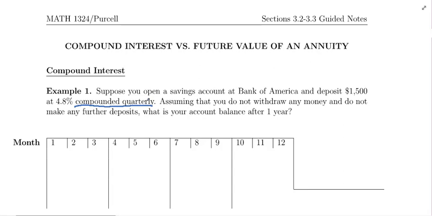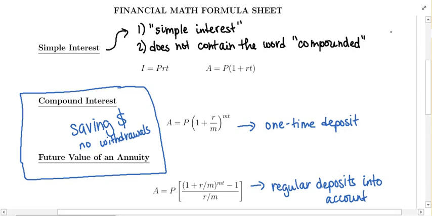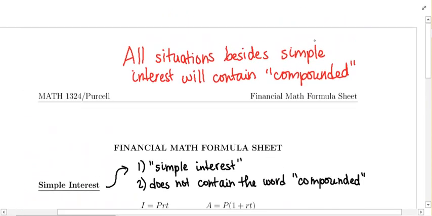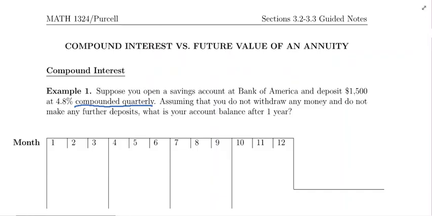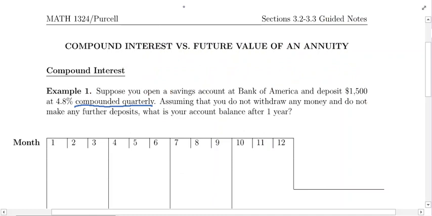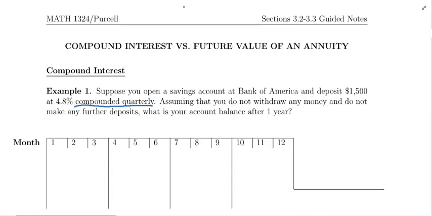Now, when I introduced the formula sheet to you in the prior video, remember the big note I made at the top in red: all the situations in chapter 3 besides simple interest will contain the word compounded. Just because you see the phrase compounded quarterly doesn't automatically qualify this as a compound interest problem. It actually is, so let's go into detail as to why.